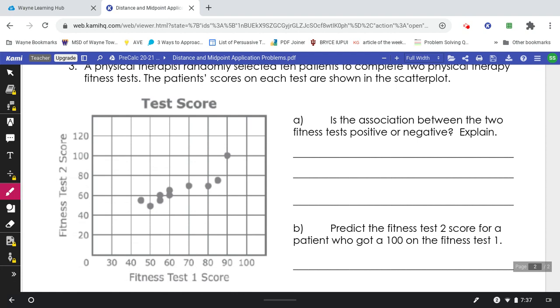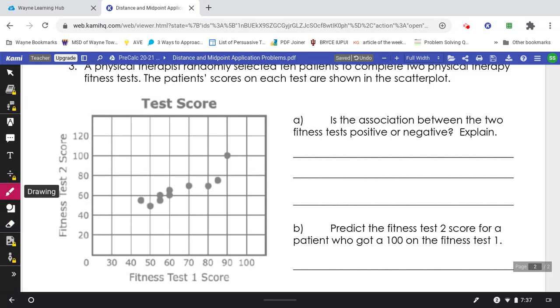So let's just look at this dot right here to make sure you guys understand what's happening. So this patient scored a 70 on the first fitness test, and then it looks like they scored right between a 60 and 80, so another 70 on the second test. This person up here scored a 90 and then 100, right? That's what's happening on this graph. All right, let me come in and erase that, not to confuse us for what we're about to do.